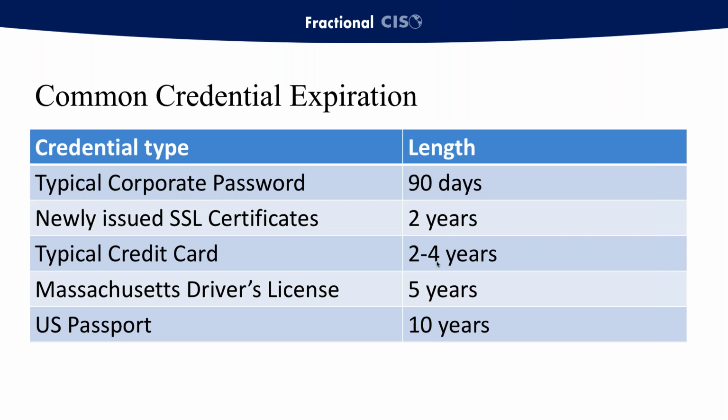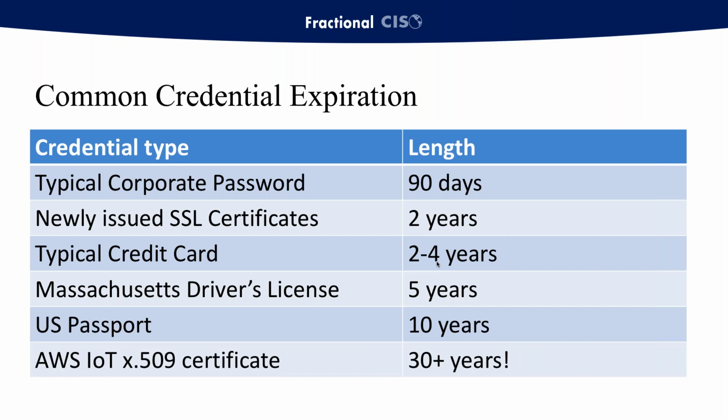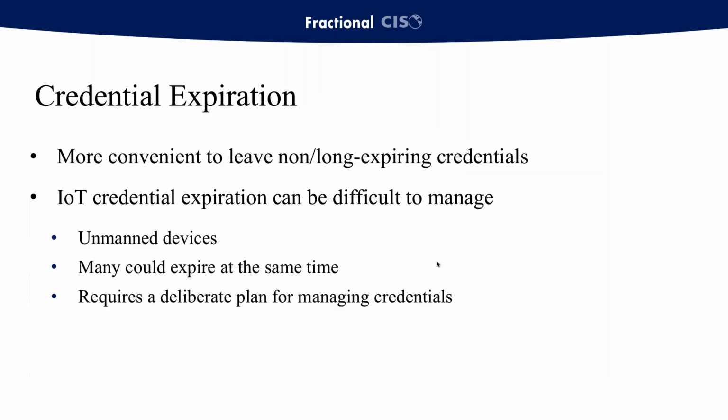All right, now let's get back to the AWS IoT credential. That one is 30 plus years. I'm sure you can think of other credentials in your life, but it's probably difficult to think of a credential that's going to last 30 plus years. So definitely something to be managed. Now, why would you leave a long expiring or non-expiring credential? Well, it's definitely more convenient. It's difficult to manage that.